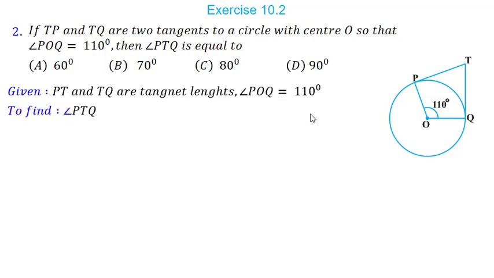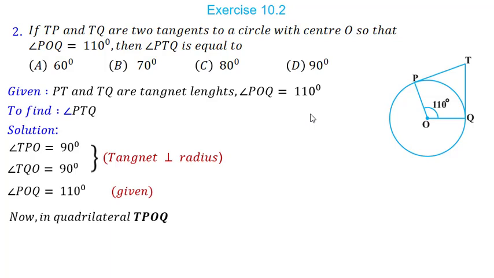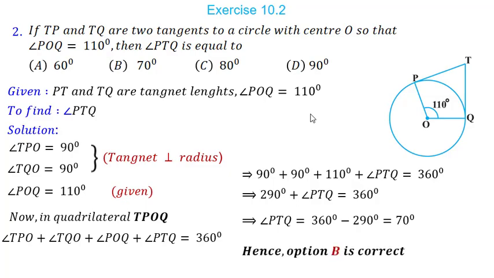We have written given, to find, and in solution first we write angle TPO 90 degree, angle TQO 90 degree. We will mention the reason, that is tangent is perpendicular to radius. Angle POQ is 110 degree given. Now in quadrilateral TPOQ we add all the angles and equate it with 360. That gives on simplification angle PTQ as 70 degree. So I will say that option B is correct option.